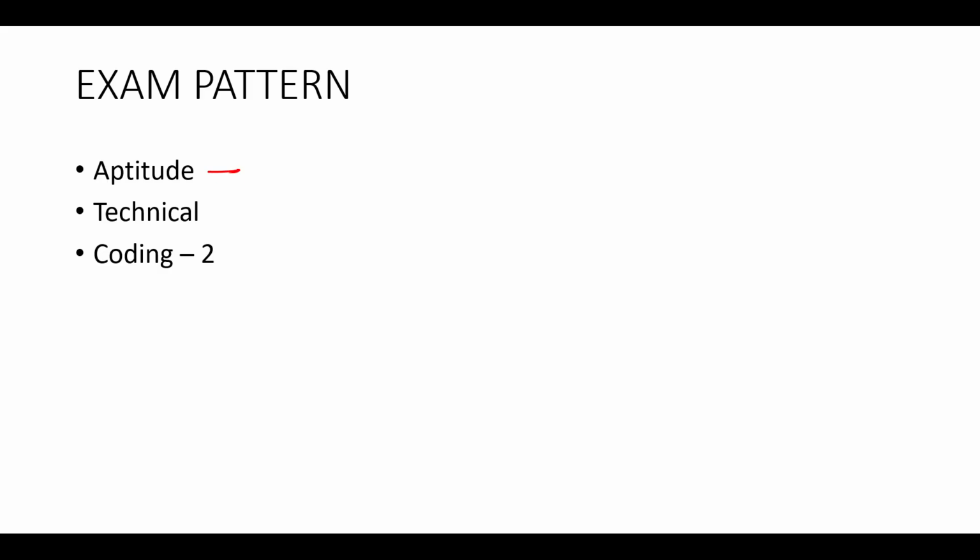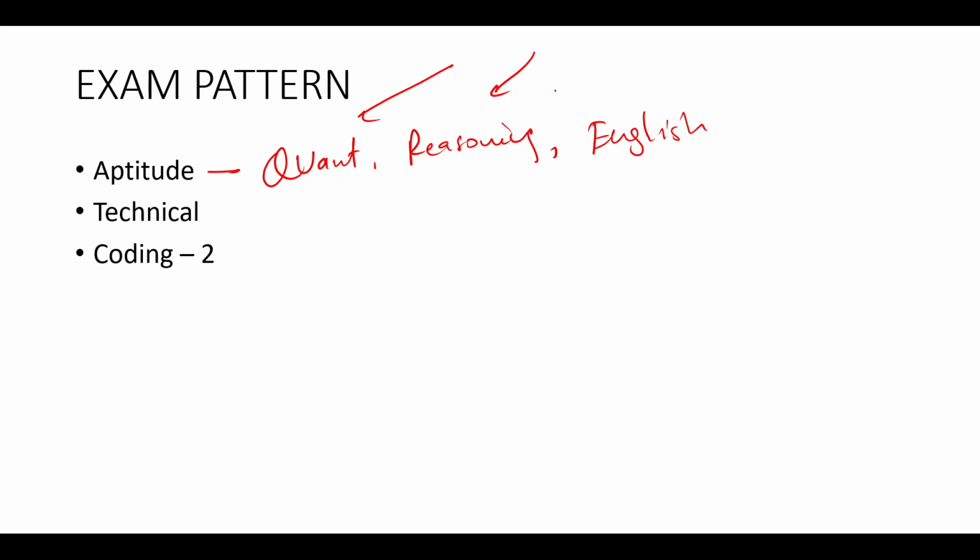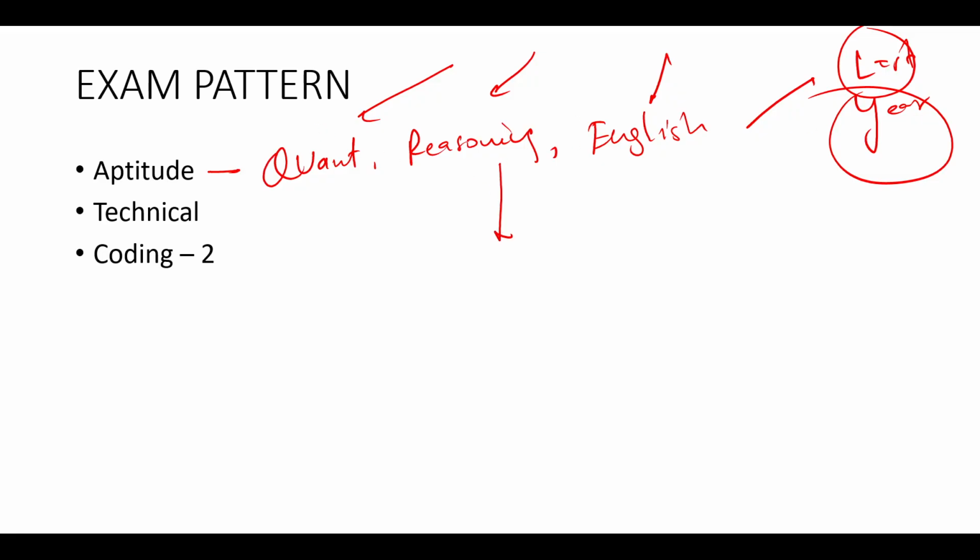In the aptitude, we may get questions from quant, reasoning, and English. If we look at last year's exam pattern, in the aptitude they asked questions from quant, reasoning, and English. Last year, because this is the first time they are conducting the hiring process this year, so that's why we will talk about last year's exam pattern. The overall difficulty level of the assessment is medium, so you can expect medium level questions from quant, reasoning, and English.